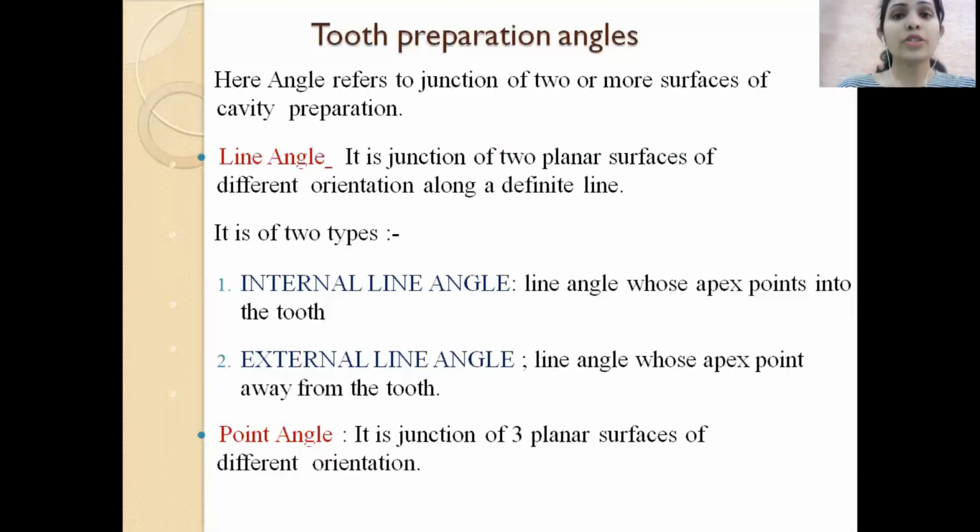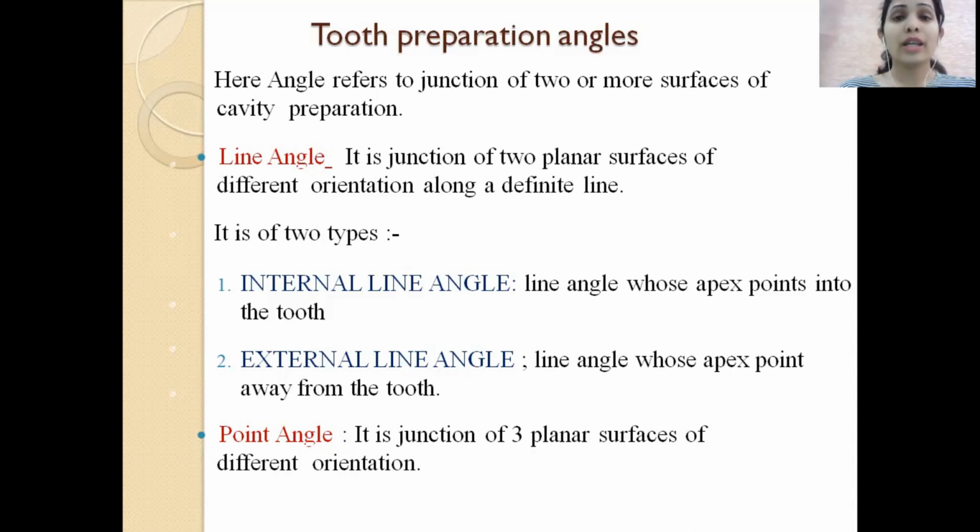Now, tooth preparation angles. Here, angle refers to a junction of two or more surfaces of a cavity preparation. There are different types of angles: line angles and point angles. Line angles are also subdivided into internal line angles and external line angles. What is a line angle? It is a junction of two planar surfaces of different orientation along a definite line. An internal line angle is one whose apex points into the tooth, and an external line angle is a line angle whose apex points away from the tooth.